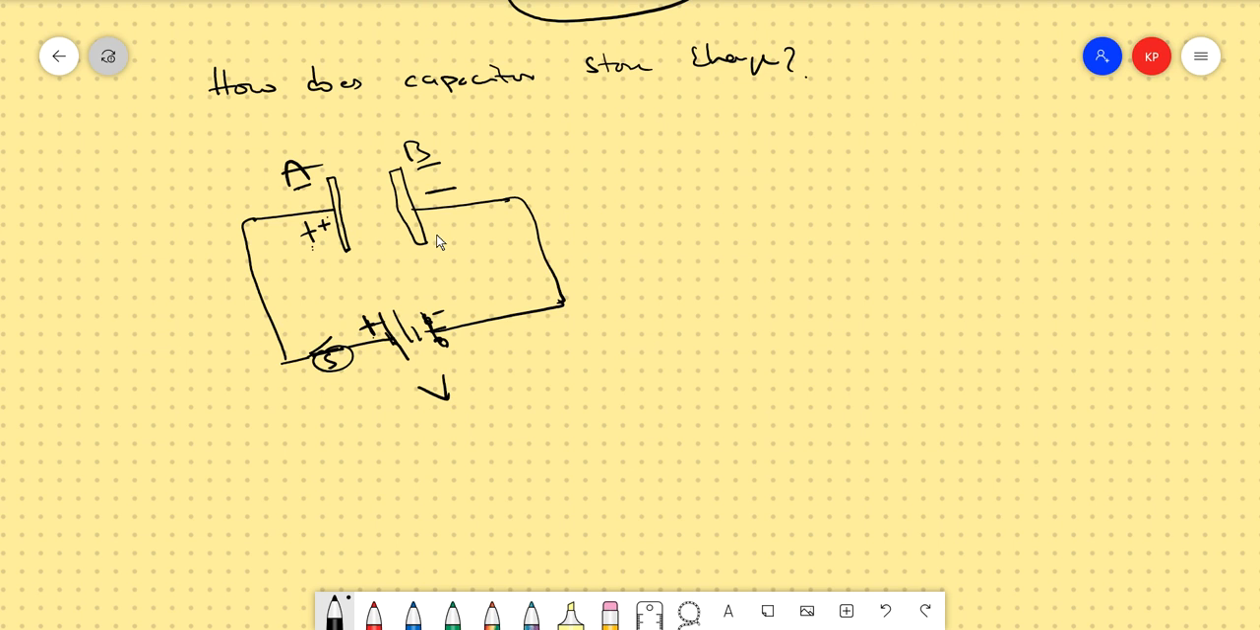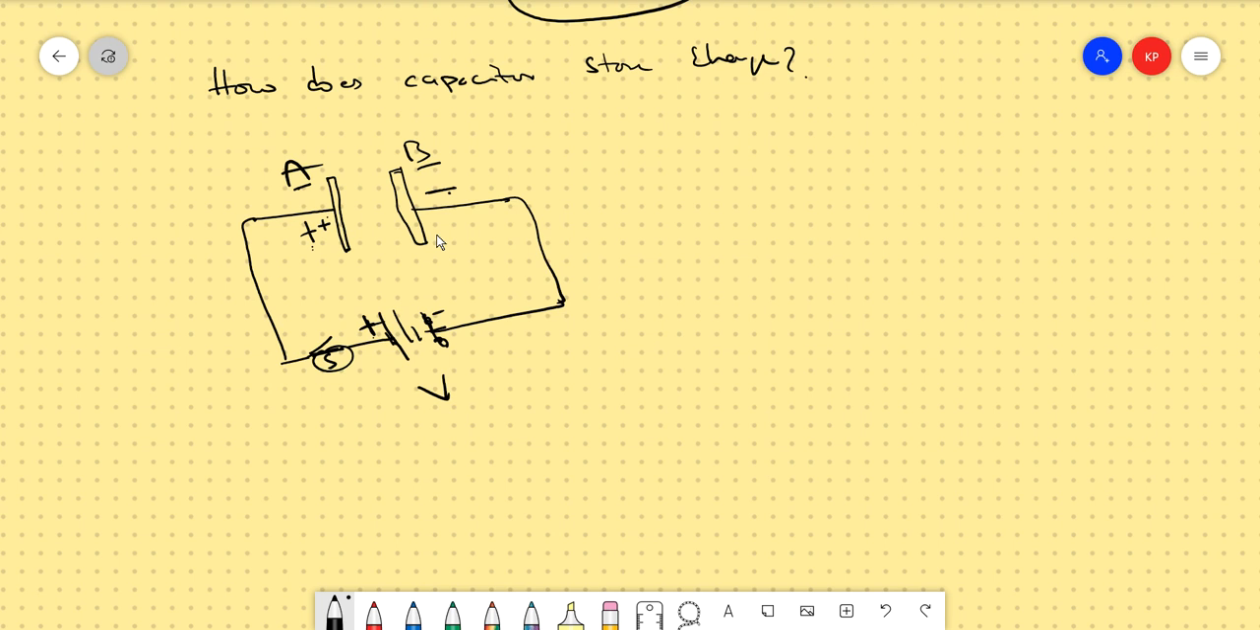So plate B of the capacitor has an excess of electrons, that means more electrons, so it gets negative charge and plate A gets positive charge. Now the capacitor is said to be in a charged state. In this state the capacitor is in charged state.